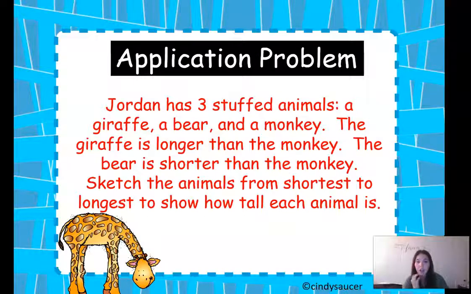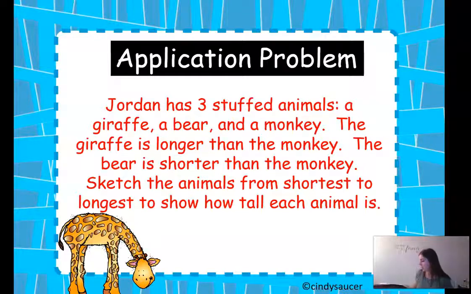Nice work. All right, let's look at our application problem. Jordan has 3 stuffed animals, a giraffe, a bear, and a monkey. The giraffe is longer than the monkey. The bear is shorter than the monkey. Sketch the animals from shortest to longest to show how tall each animal is. So the giraffe is the longest one, or the tallest one.